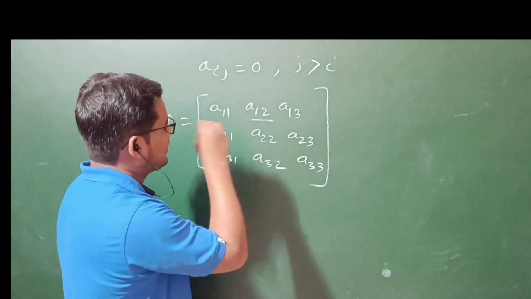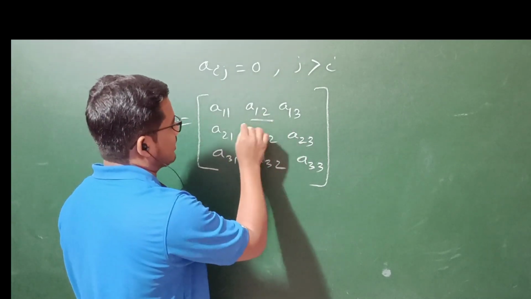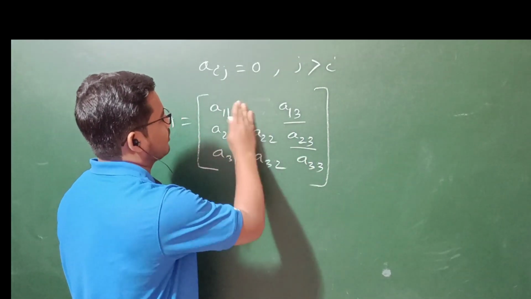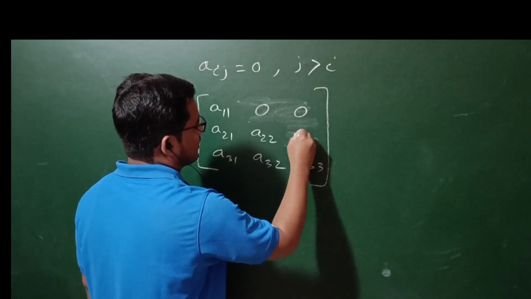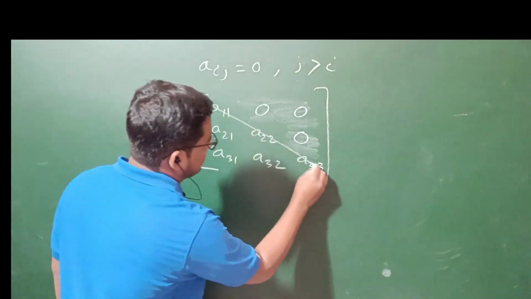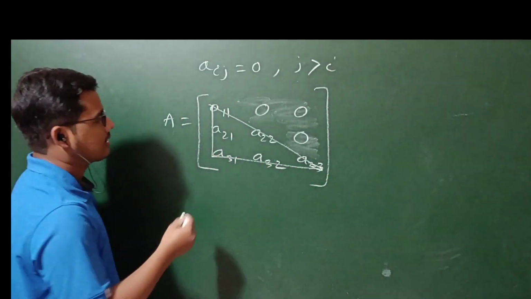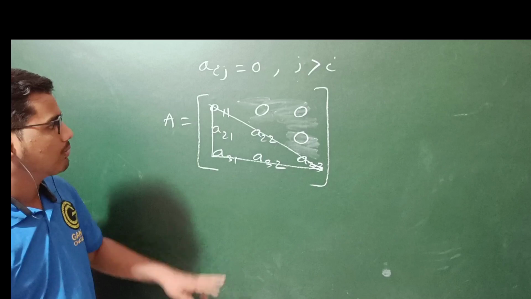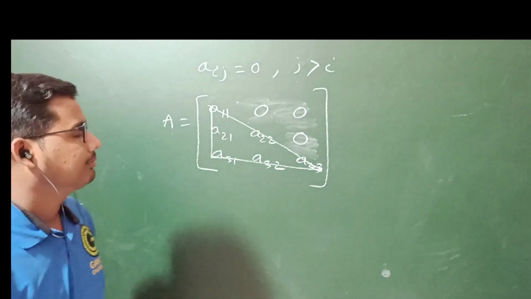Here, j is greater than i. This is i, this is j. Here j is greater than i, so this element and this element will be 0. So this is 0, this is 0, and this is 0, and the rest of the elements are non-zero. This is called a lower triangular matrix. Okay.